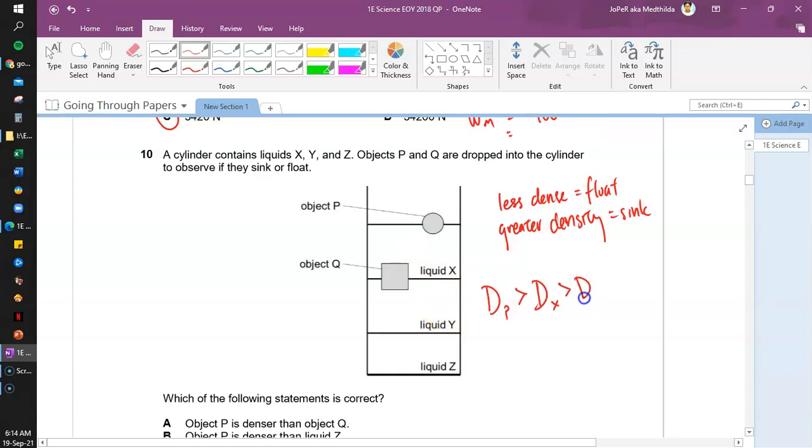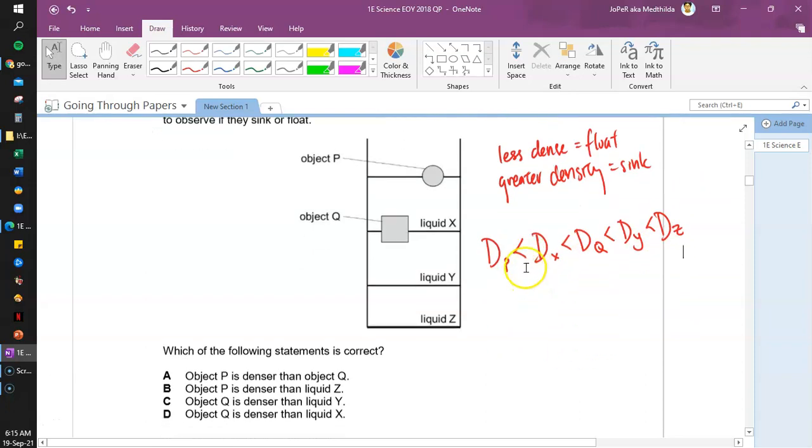So therefore, the density of Q, sorry, I realized I used the wrong arrow. P is less dense than X. X is less dense than Q. Q is less dense than the density of liquid Y. And lastly, realize that Z would be the most dense. So this is the order of the densities.